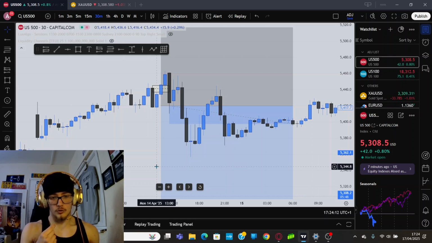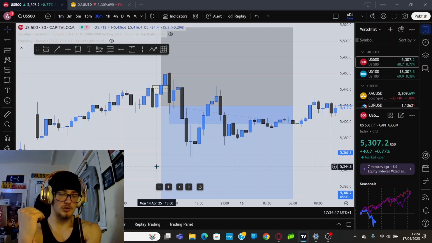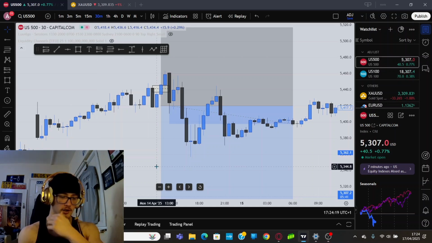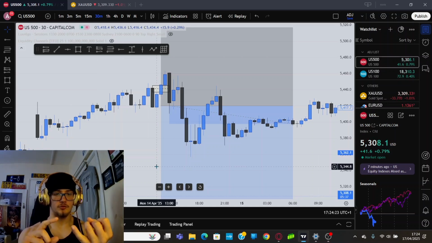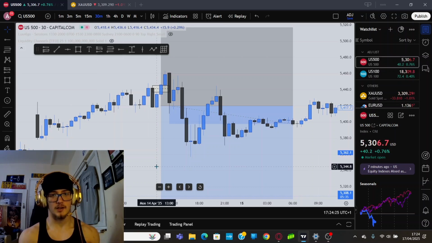What I like to do is match liquidity sweeps with other confluences, for example, fair value gaps, inverse fair value gaps, break of structures, and this is more likely to go in your favor on the higher time frames.